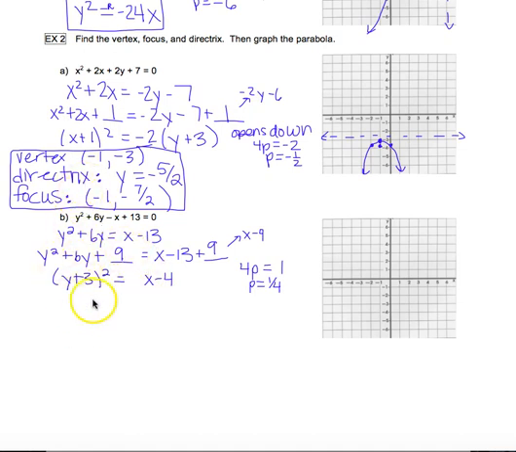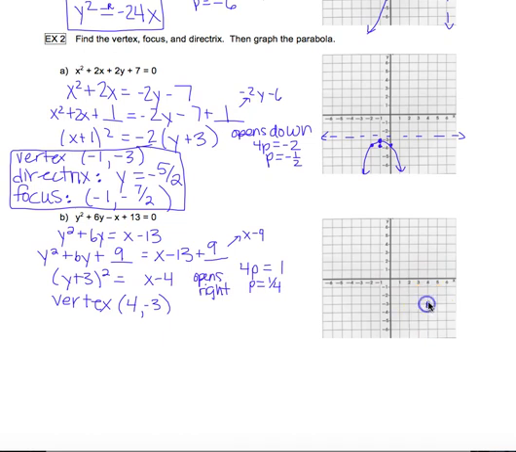So my vertex, again, be very careful. Don't just look at the first and then the second, the left and the right. It's x first and then y. So the x coordinate should be 4. The y coordinate should be negative 3. Because my y is squared and my constant was positive, that means it's going to open to the right. So 4, negative 3 is right here.